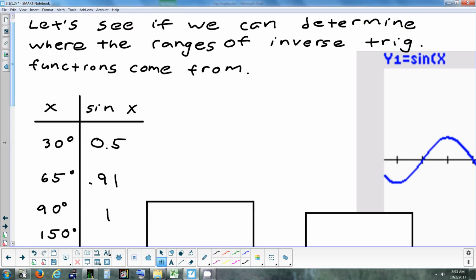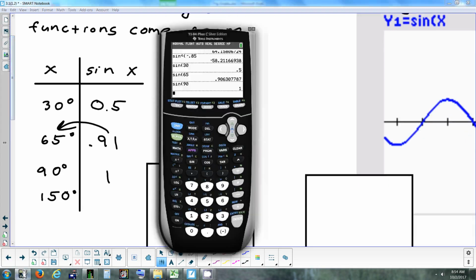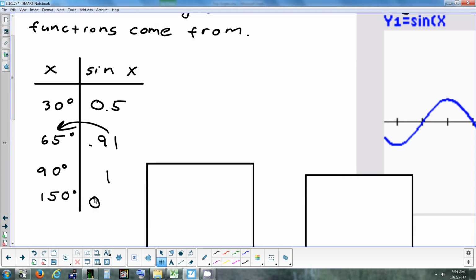All right, so Peter, if the sine of 30 is 0.5, what's the inverse sine of 0.5? 30, yeah. And Haley, same idea. If the sine of 65 is 0.91, what's the inverse sine of 0.91? 65. Yeah, so you just take the number on the left and look back at the number on the right, take the number on the right, look back at the number on the left when you're doing inverse sine. All right, well, let's do the sine of 150. We get 0.5.